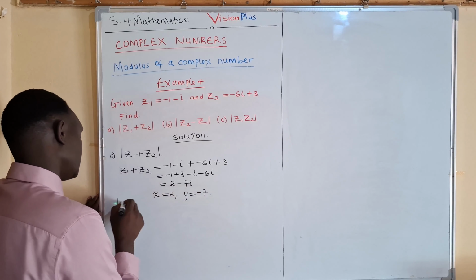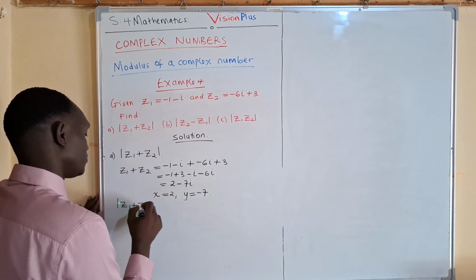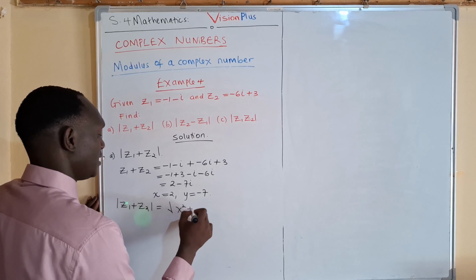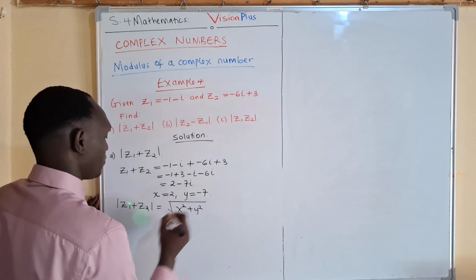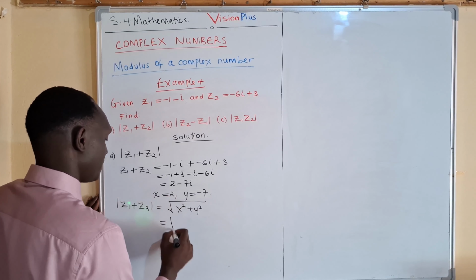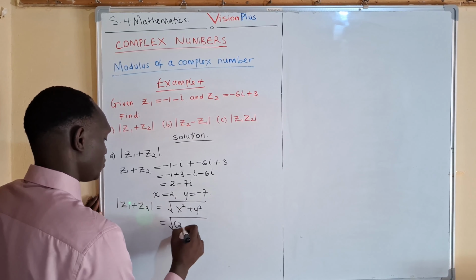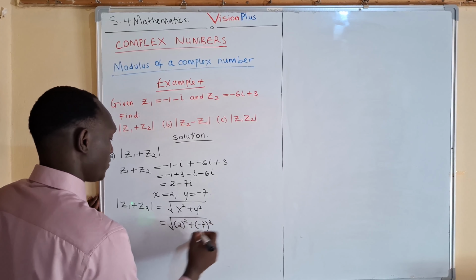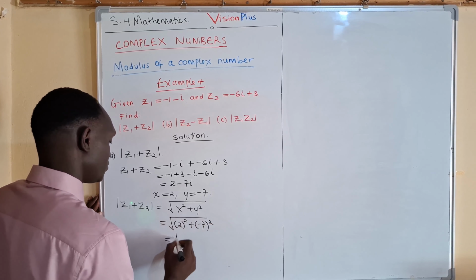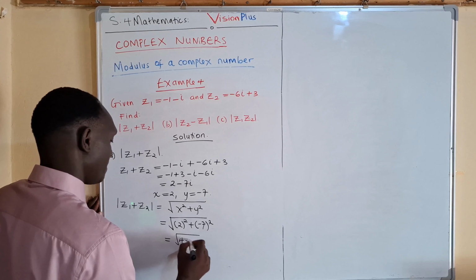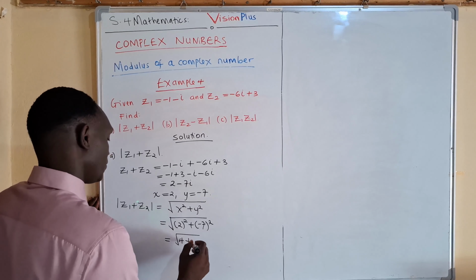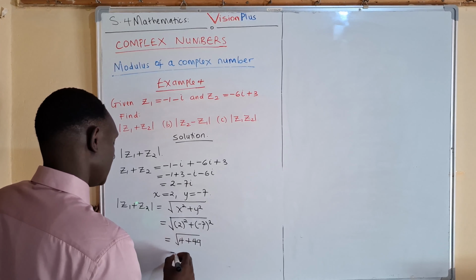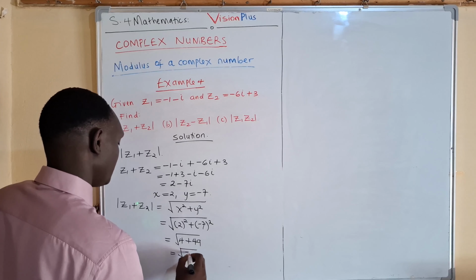Now you can say the magnitude of Z1 plus Z2 is given by the square root of X squared plus Y squared. What is X? X is 2, but we are squaring it, plus what is Y? Y is negative 7, but we are squaring it. Here you press the calculator. What is 2 squared? 2 squared is 4, plus what is negative 7 squared? Negative 7 squared is 49. Then you add, this gives us the square root of 53.